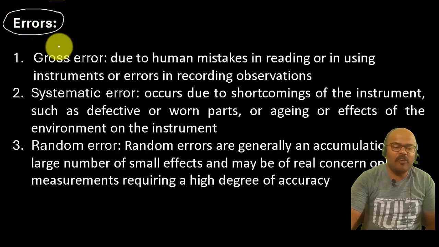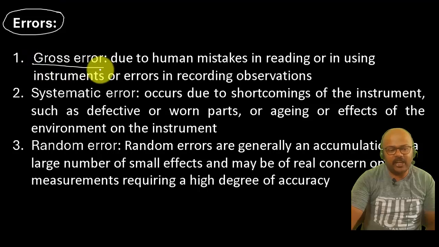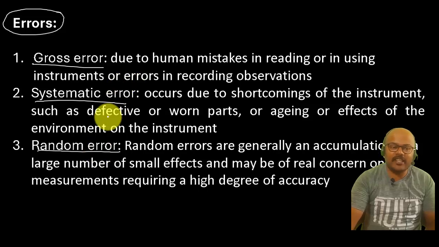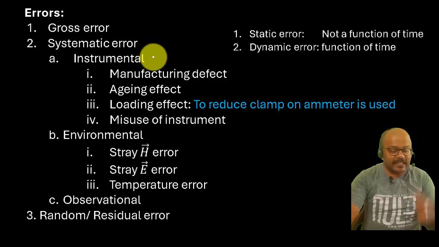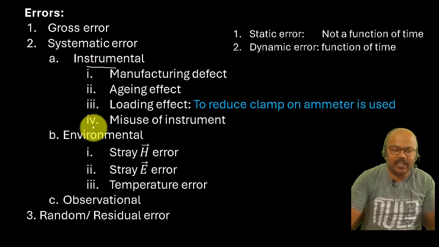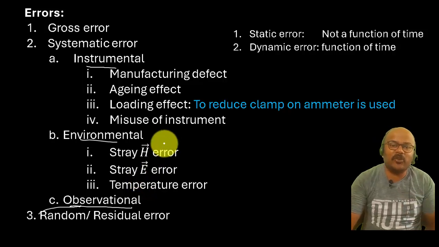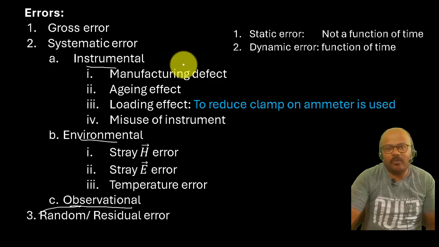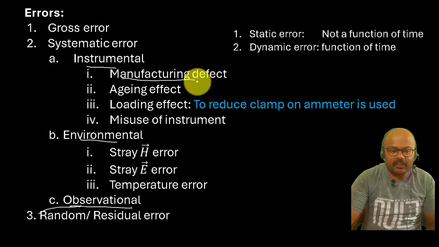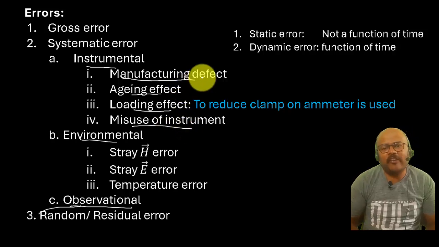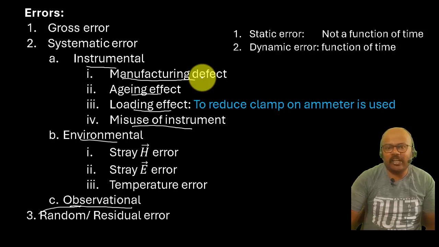Now errors, how are we going to classify the errors? Errors you can classify into gross error, systematic error and random or residual error. In the previous video I have discussed all these things. Now the systematic error is further classified into instrumental error, environmental error as well as observational error. In the case of instrumental error, any error with respect to the instrument you are going to put under instrumental error. Manufacturing defect, aging, loading effect, misuse of instrument, right? Aging is nothing but prolonged usage. Manufacturing defect means at the time of manufacturing itself the defect occurs.